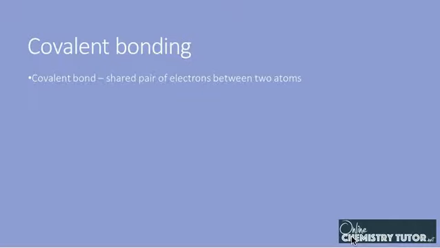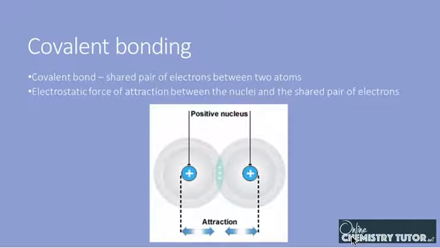I'm sure you all know what a covalent bond is. It's a shared pair of electrons between two atoms. I'm sure you already know this. The reason I've started here is because essentially, you know what a covalent bond is. We don't always understand how a covalent bond holds two atoms together.